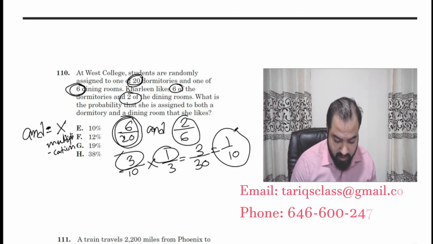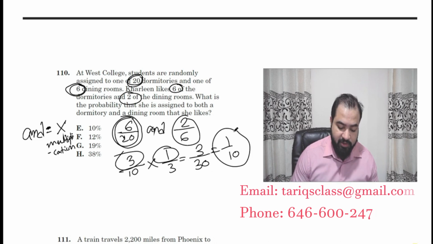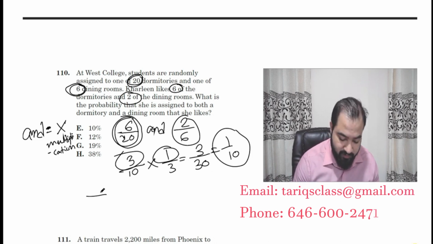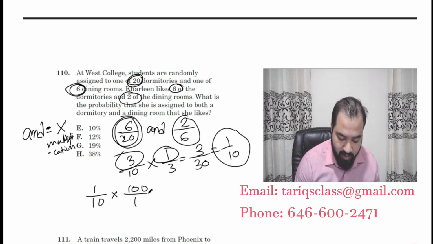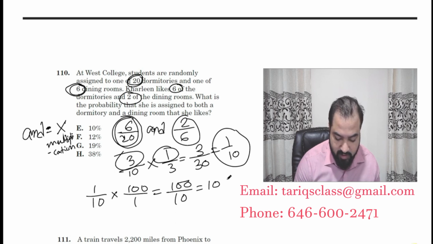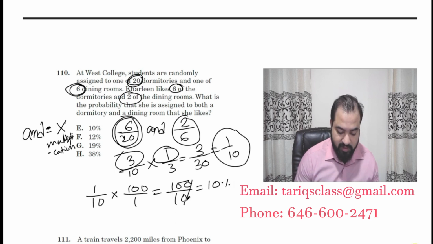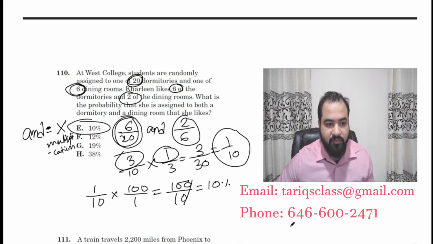Yeah. Now, they said what they wanted in terms of percentage. So 1/10, if you want to turn 1/10 into percent, you guys remember, if you have a fraction, you want to turn it into a percent, you just multiply by 100 over 1. So that's 100 over 10, which is 10%, because zeros cancel out. So that's for number 110.